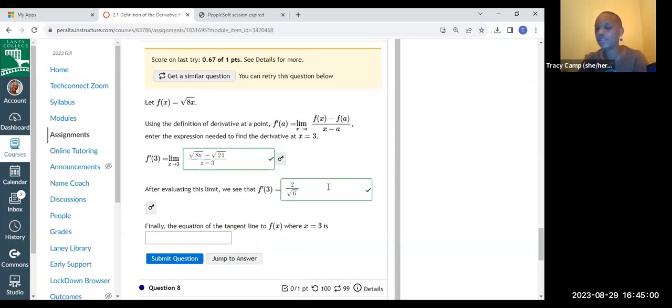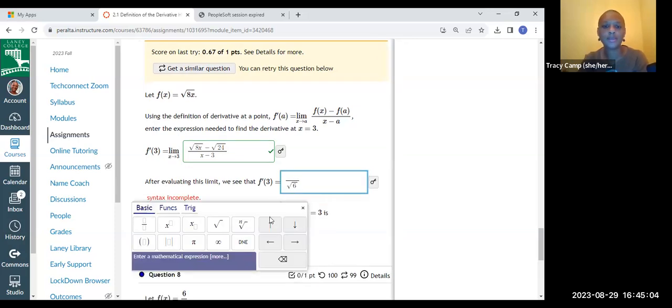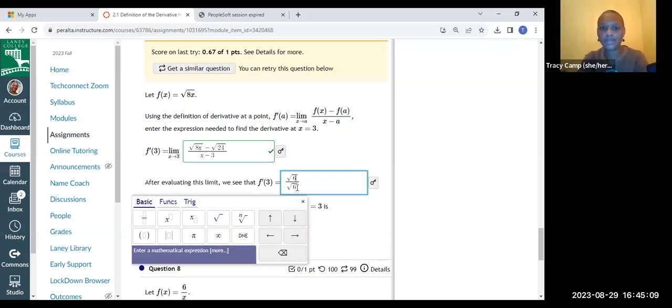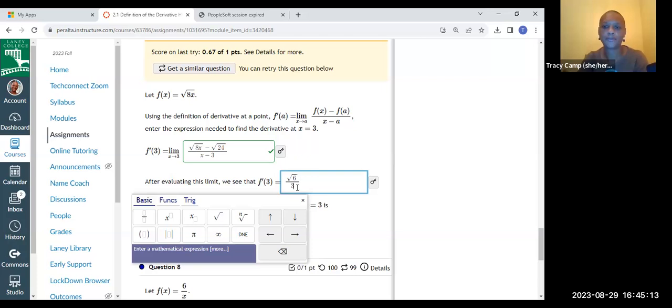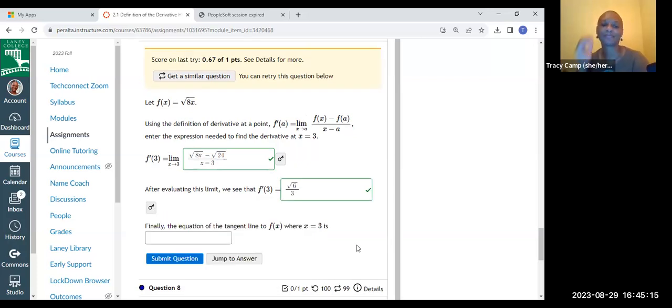So it took that one also, and then I'm doing this one just to make sure that I did not make any mistake when I simplified, when I was rationalizing the denominator. Okay, so those are all good.